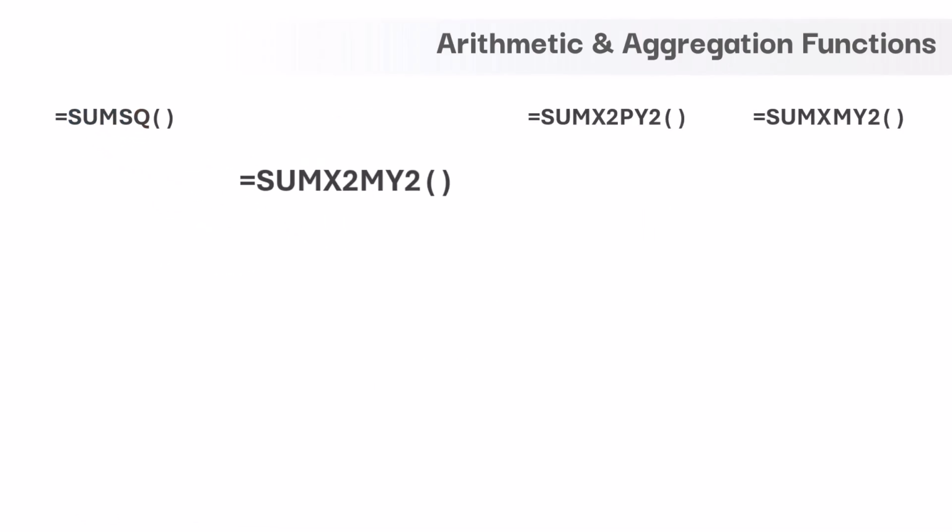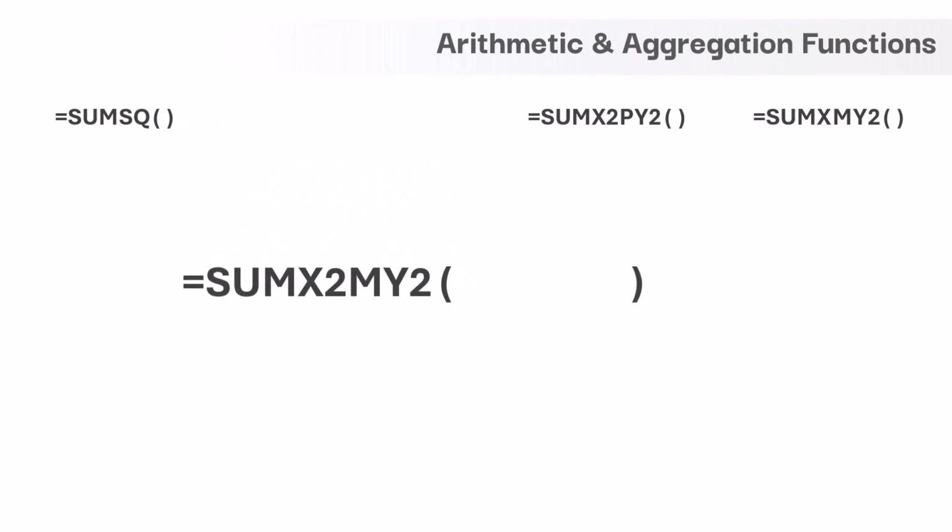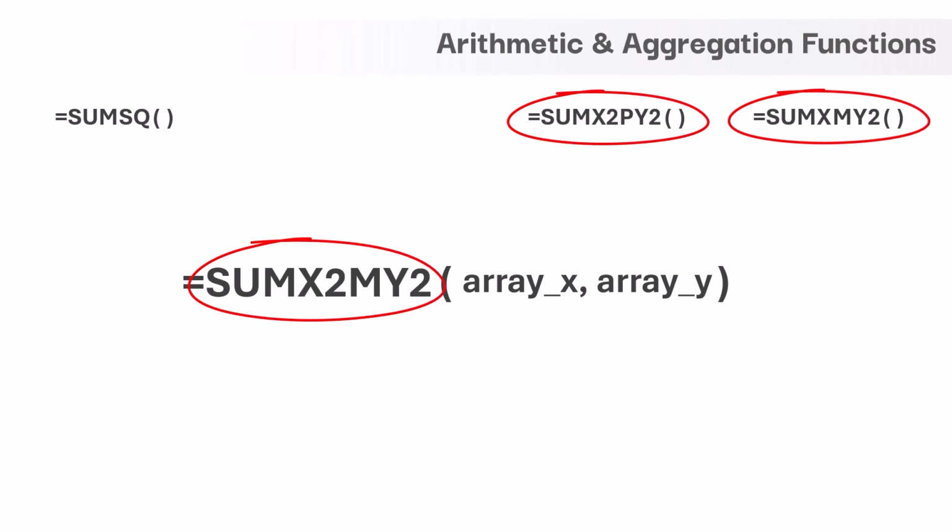Next function is the SUMX2MY2 and it has only two mandatory arguments. In fact, these arguments are the same for the next three functions and they require the same kind of data as input. The only difference is the way these functions are named, and let's try to understand their naming convention.